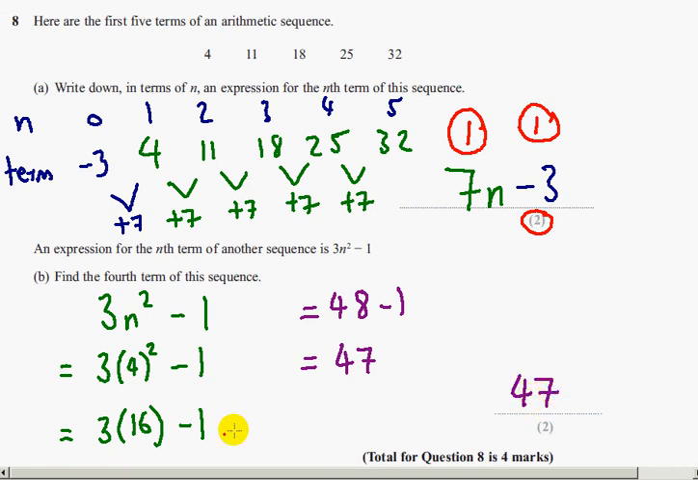Now part B is also worth 2 marks. And the first one is a method mark for substituting 4 into the nth term. And the second mark comes from the 47, the final answer. And that's it for question 8.